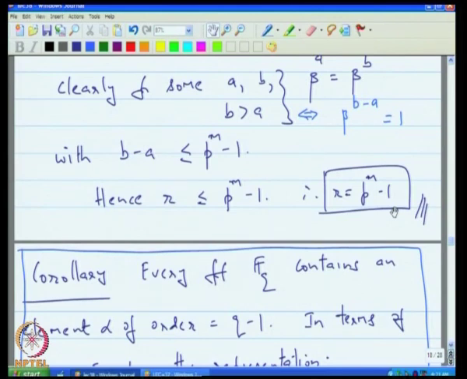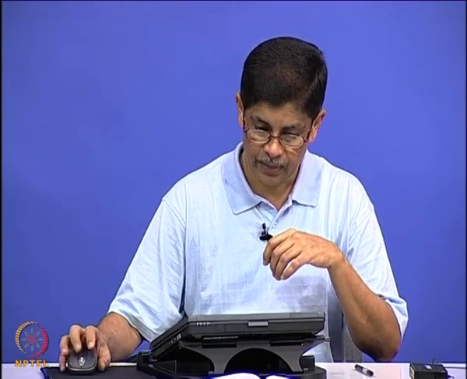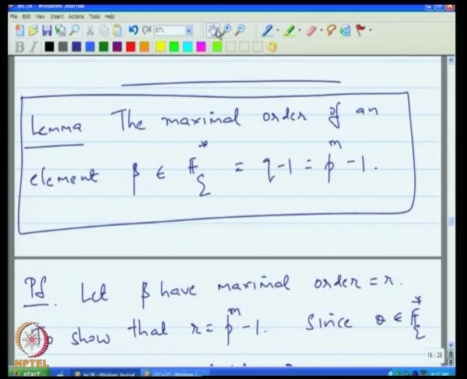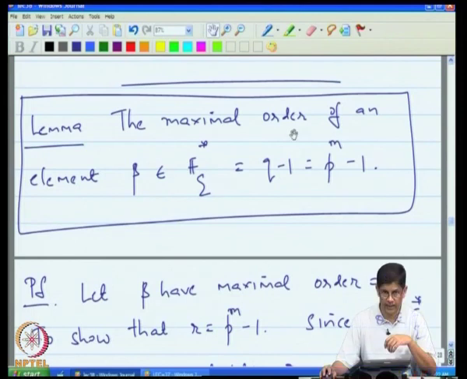Now, it is possible that I went a little faster than you might have liked, but the end result is easy to keep in mind. It just says that if you look at all the non-zero elements in a finite field, look at all their orders and pick the largest order of a non-zero element, that number is precisely 1 less than the size of the field.